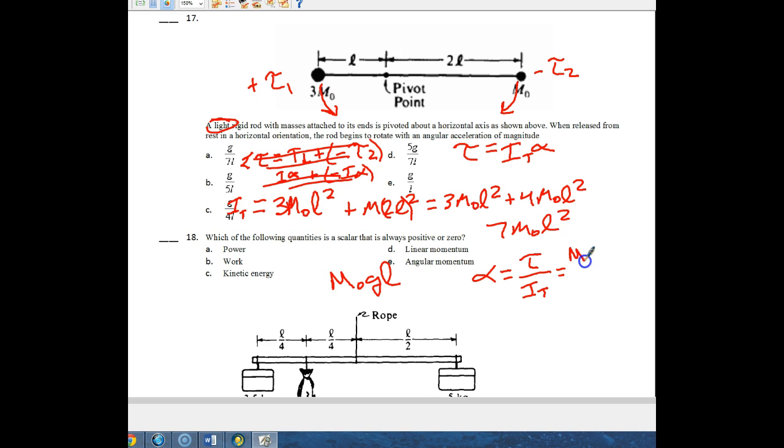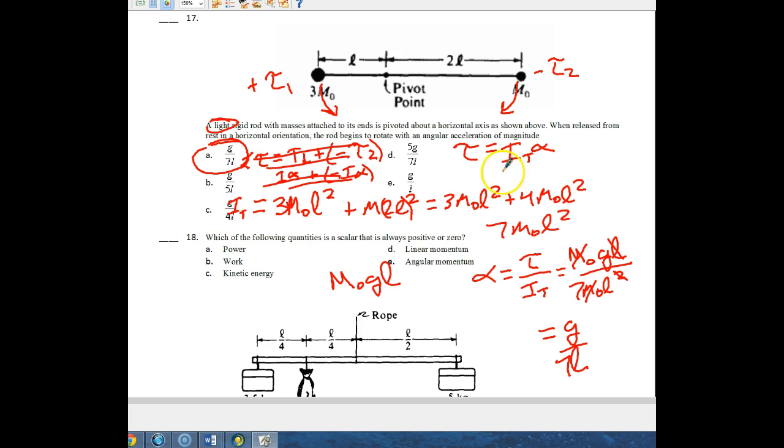So here we're going to say MO times GL, and we're going to divide that by the 7MO L squared. At this point, we're going to get rid of things that are common. MO is common. We can get rid of 1 L on top and 1 L on the bottom, and we're left with an answer of G over 7L. And so our answer here is G over 7L. And that's the way that this one would work.